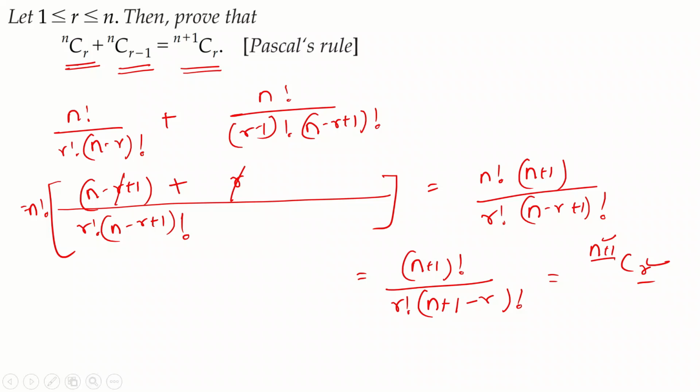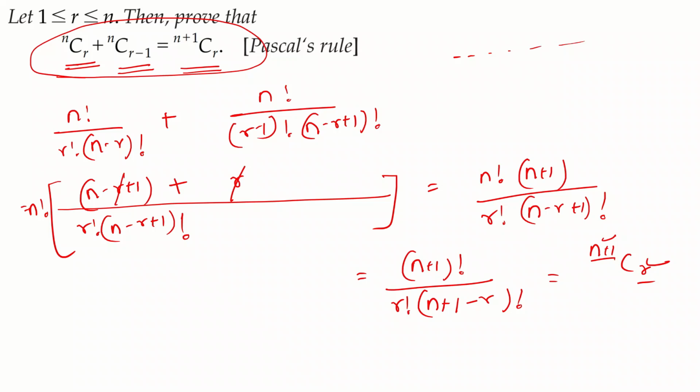Okay, so this is the mathematical proof, but this also has an intuitive proof as well. Now what is the intuitive proof? Assume that you are given n plus 1 of something. Suppose that you are given n plus 1 mini balls, and I ask you to make two types of selection. I give you n plus 1 mini balls and ask you, hey, you have to select r balls out of these n plus 1 balls.